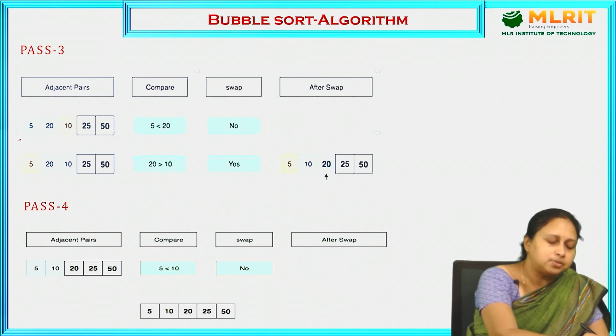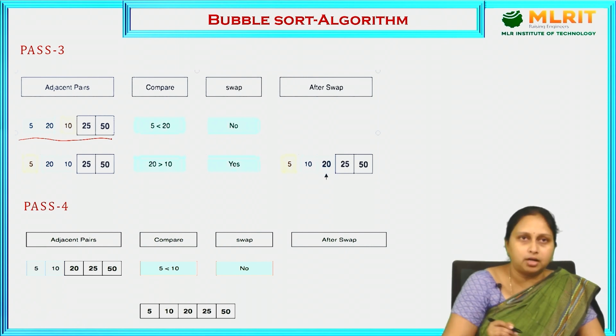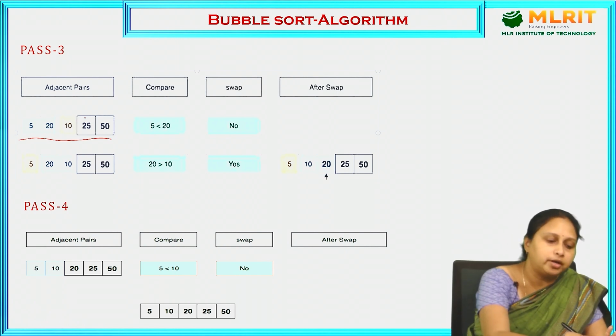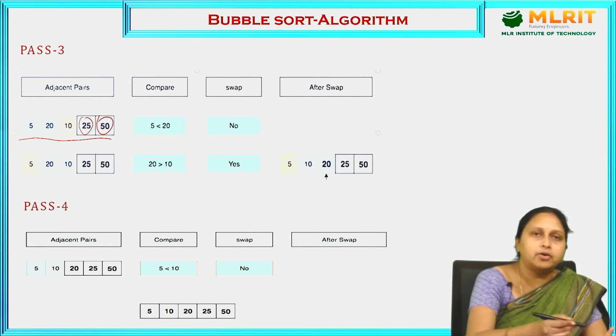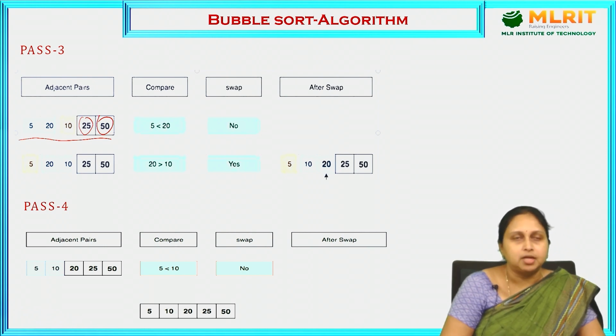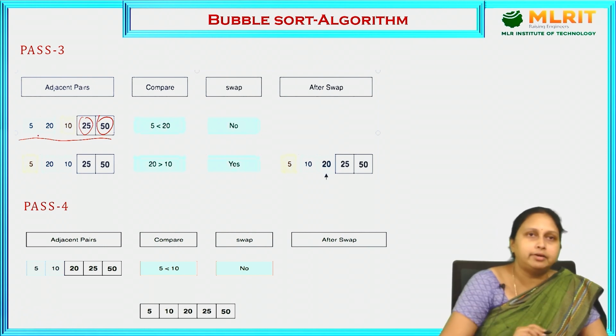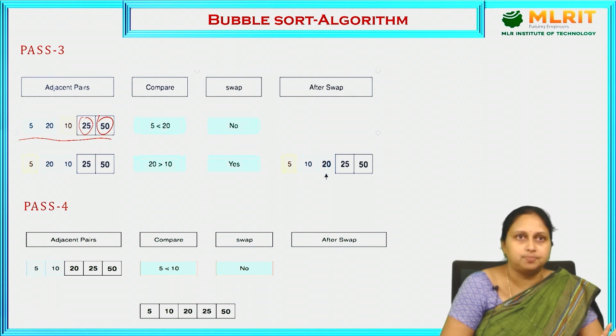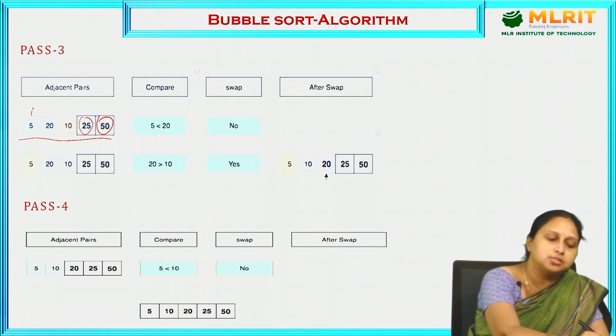Now here you could observe that the elements already sorted, we are going to leave them, or we are going to bubble them, and we are going to check with the remaining elements. Here we are left with the 5, 20 and 10. These are the three elements that were left. Now start comparing from the first one.